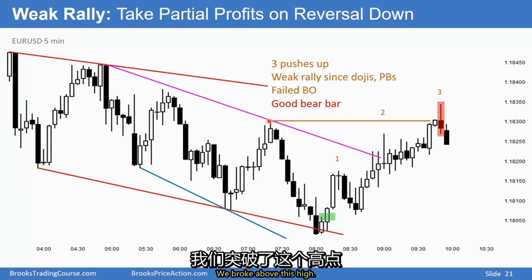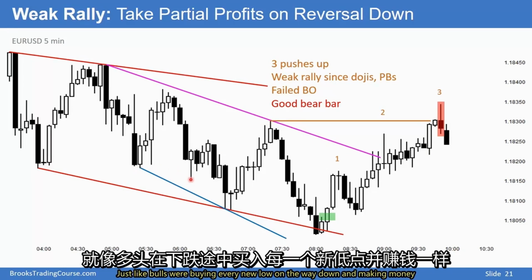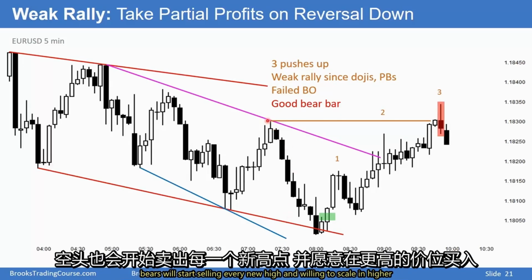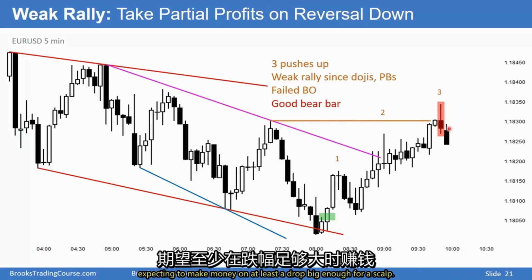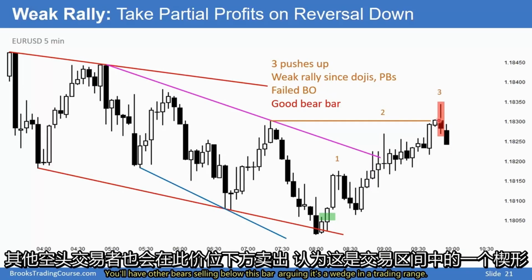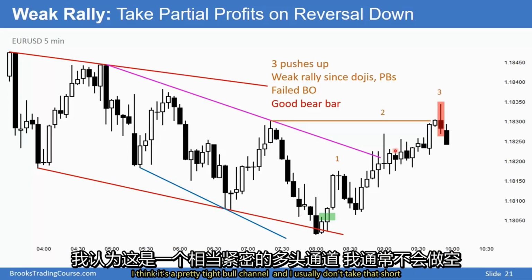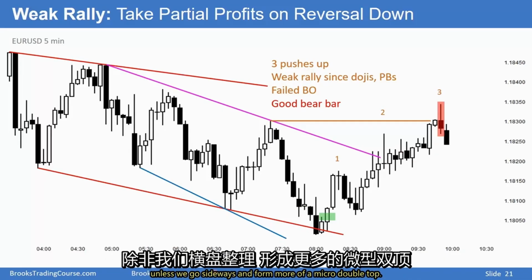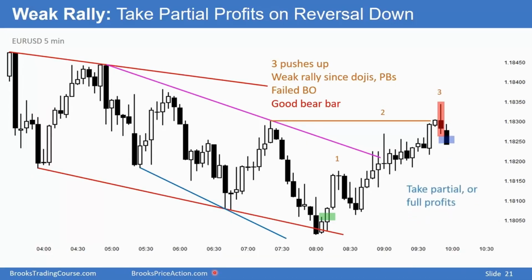We broke above this high, just like bulls were buying every new low on the way down and making money. Bears will start selling every new high and are willing to scale in higher, expecting to make money on at least a drop big enough for a scalp. You'll have other bears selling below this bar, arguing it's a wedge in a trading range. I think it's a pretty tight bull channel, and I usually don't take that short unless we go sideways and form more of a micro double top.